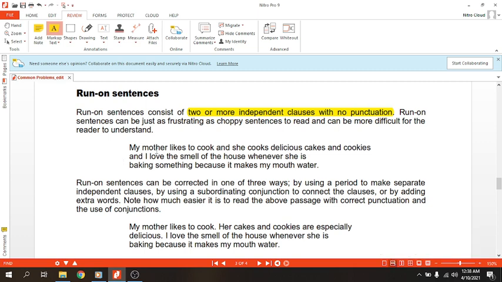Like nih, my mother likes to cook and she cooks delicious cakes and cookies, and I love the smell of the house whenever she is baking something because it makes my mouth water. Ini juga agak panjang ya, tapi dia tuh kayak digabung, independent clause-nya digabung-gabung, pakai and-nya banyak banget kan, 1, 2 ya, tambah lagi whenever, because. Okay. Jadi how to fix this one, tadi using period, or using subordinating conjunction.